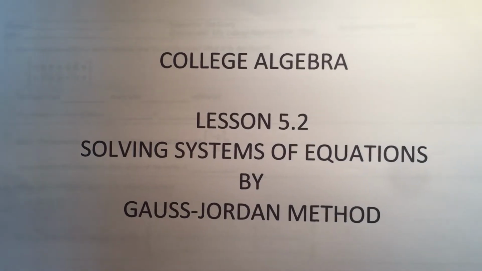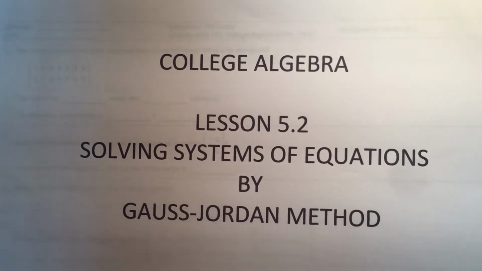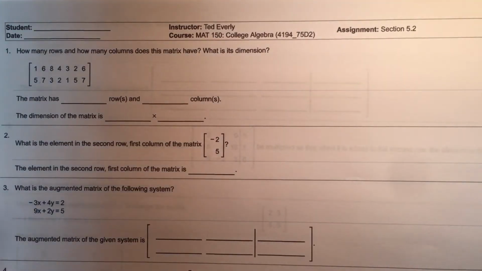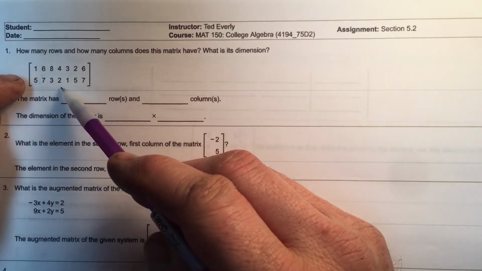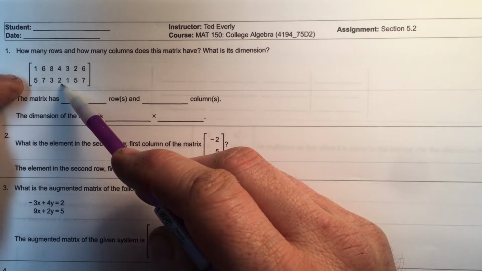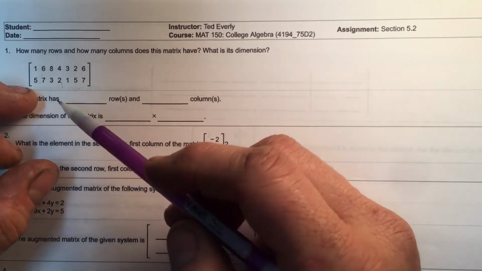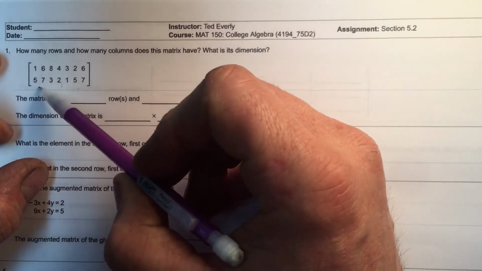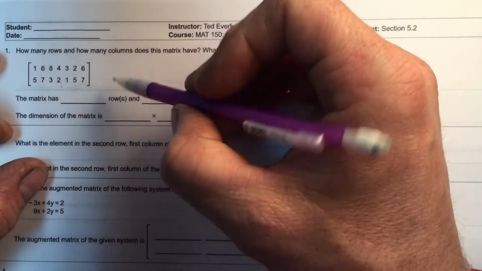All right, in this lesson we're going to look at something new, which is the Gauss-Jordan Method. We're going to solve systems of equations using the Gauss-Jordan Method. Now, the writing on this is a little small, but if you look at this, this is a matrix right here, and that's what we do with Gauss-Jordan Method. We convert our systems of equations into matrices, and we do row and column operations, and we'll get into that in a second. But this matrix right here, it says how many rows and columns does it have.